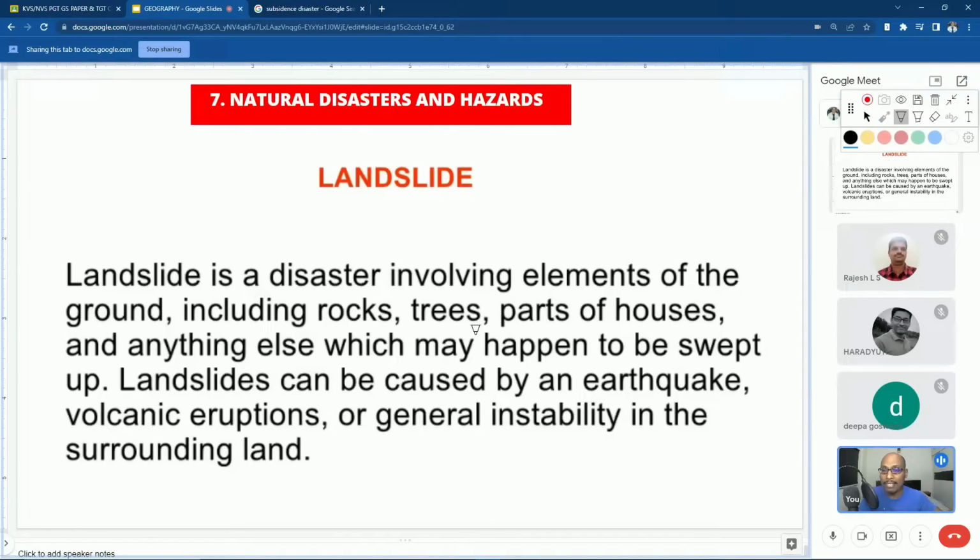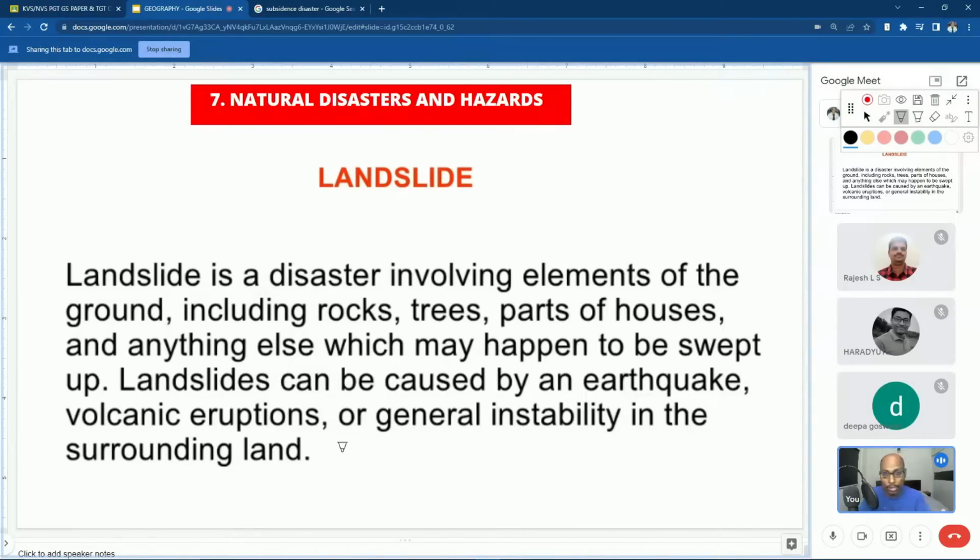So landslide is a disaster involving elements of the ground, including rocks, trees, parts of houses, and anything else which may happen to be swept up. Landslides can be caused by an earthquake. Reasons for landslides: earthquakes can lead to landslides, as can volcanic eruptions, or general instability in the surrounding land.